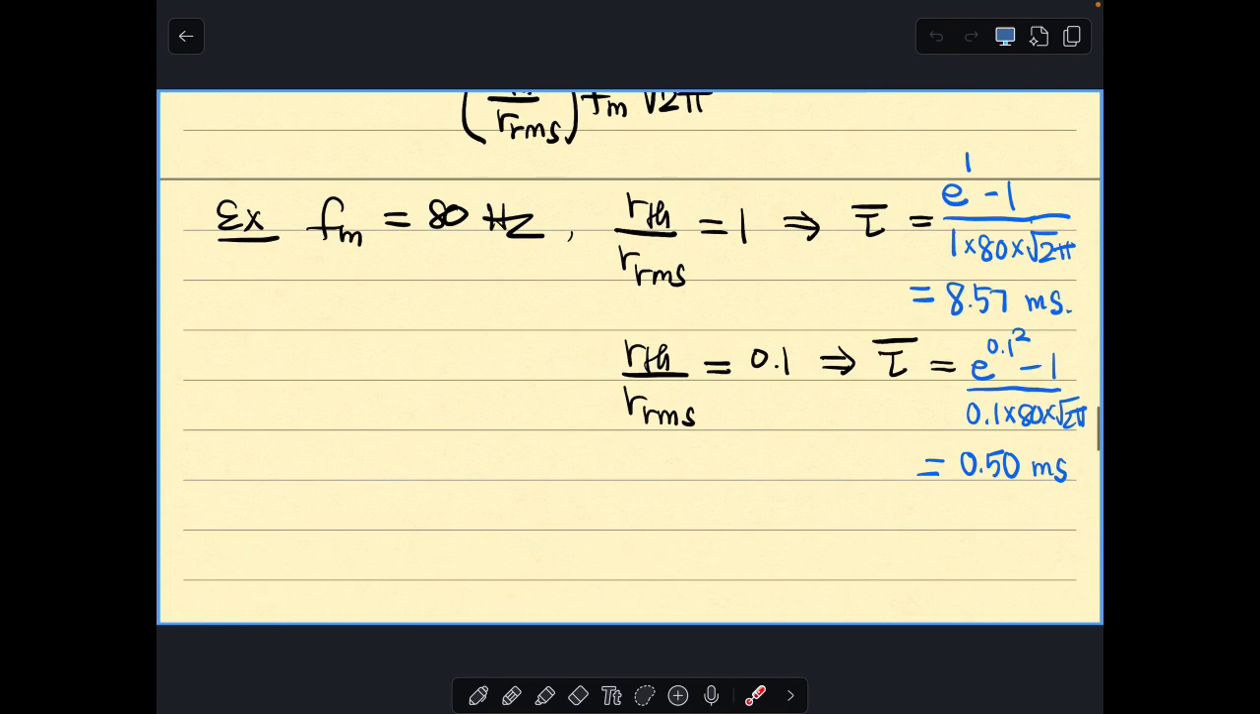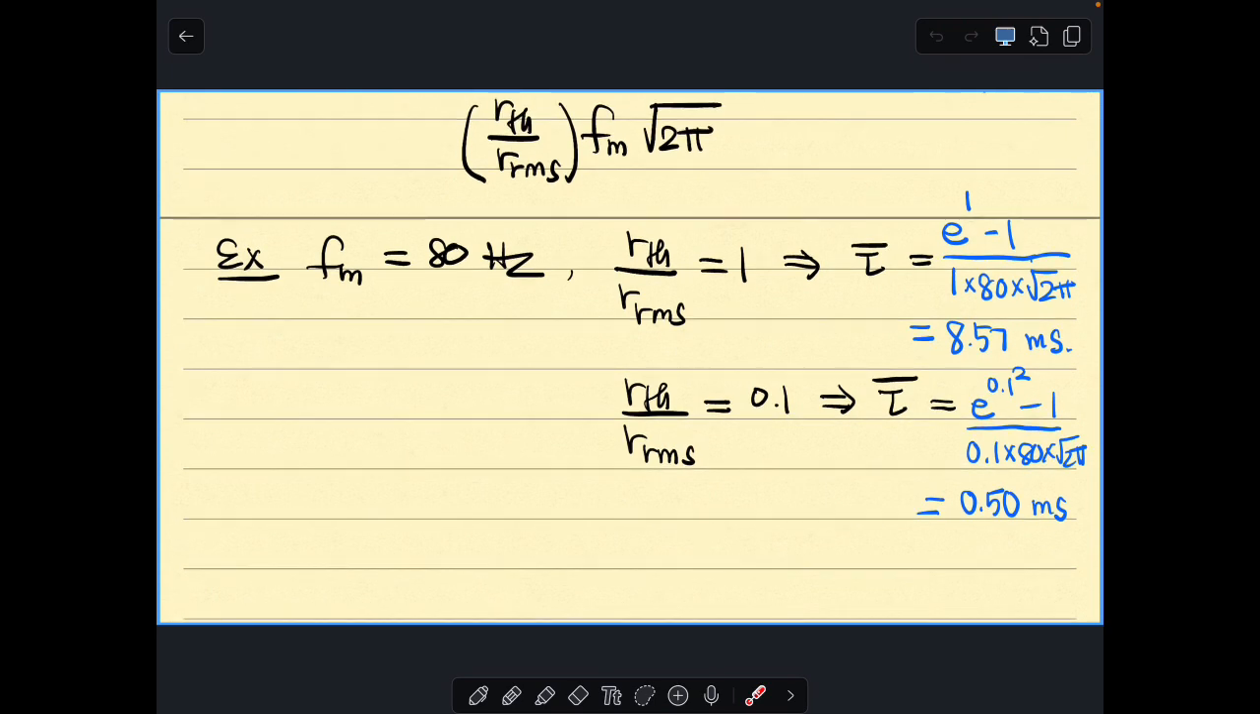Okay? If you set this ratio to be 0.1, the fade duration is reduced. Now it's only 0.5 milliseconds on average. So the channel changing is mainly affected by what we call maximum Doppler shift.